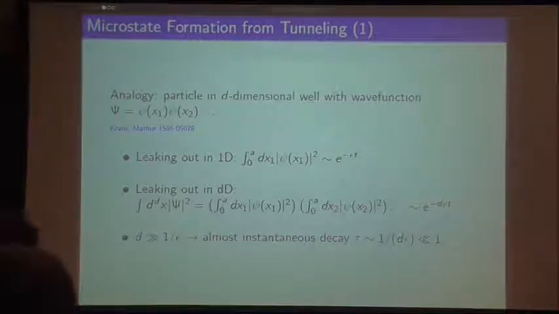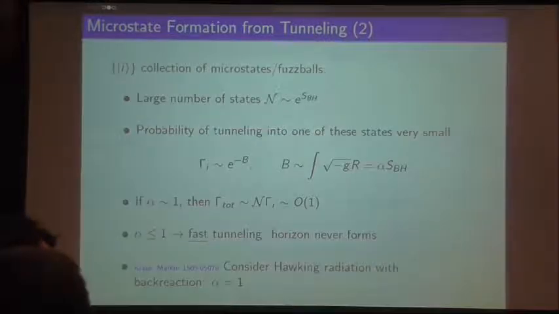So this becomes a very small number, and the wave function of the particle has basically gone outside of the well. Even though classically it's confined to this well, because it has so many different directions that it can tunnel out of, it instantaneously tunnels out of the well. And this is very similar to what we expect happens with a black hole. At horizon scale, you have a collection of microstates, fuzzballs.